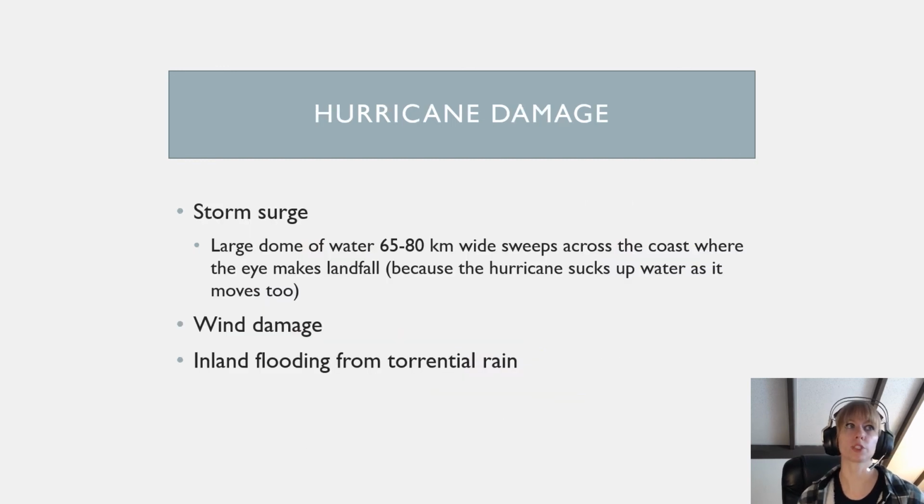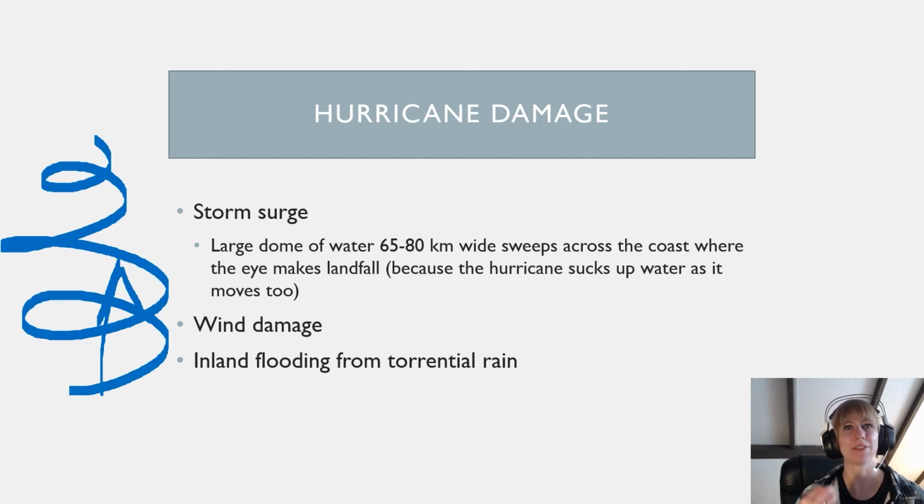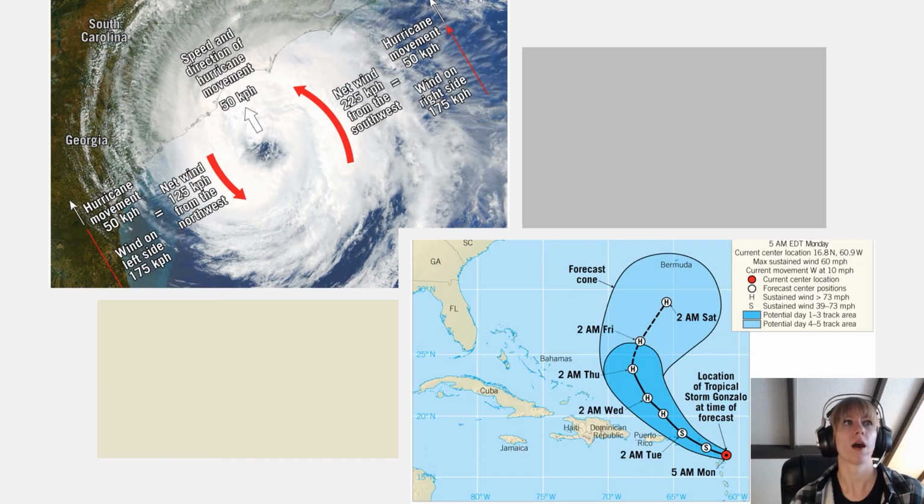Storm surges. This is where hurricane damage comes in. Storm surges is essentially, if you want to think about it this way, hurricanes are like water spouts. They suck up water like no tomorrow, and then they have to deposit it somewhere. So they deposit it on land. So you get this large dome of water that's like 65 to 80 kilometers wide. It sweeps across the coast where the eye makes landfall because the hurricane sucks it up as it moves. And then you also have wind damage and inland flooding from torrential rain. Lots of rain.